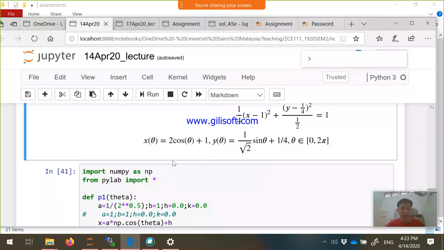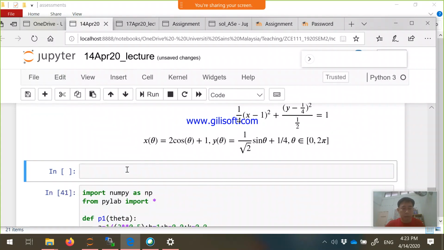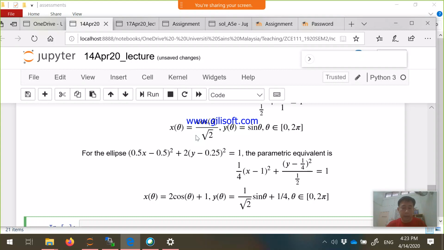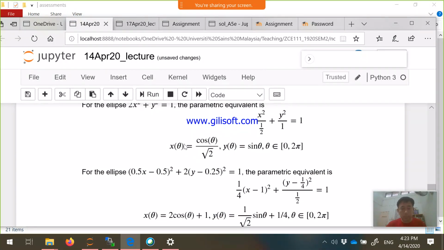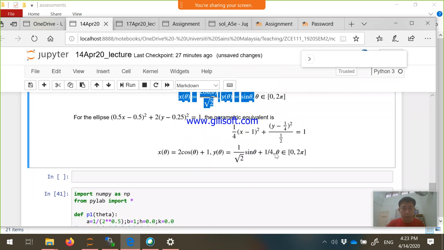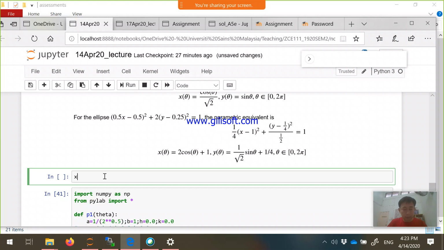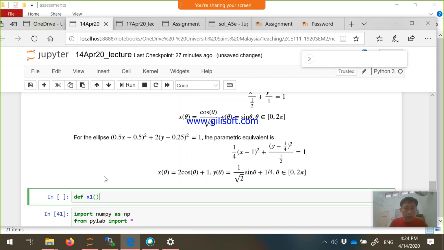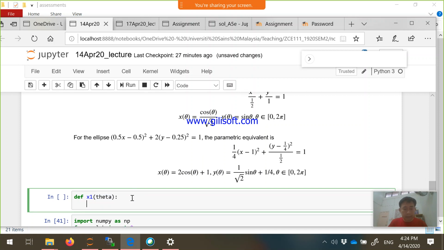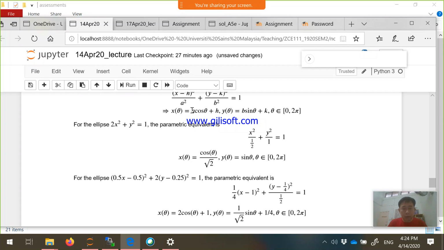Okay, so let me try to do this. I think we still have some time. I'm going to generate the first ellipse and then generate the second ellipse. So what we need to do is just define these functions, and then we will run it and generate the plot. Just as an example, define the x coordinate. Since this is the first ellipse, call it x1. So x1 would take a parameter theta, and then x1 is described by this function, right?